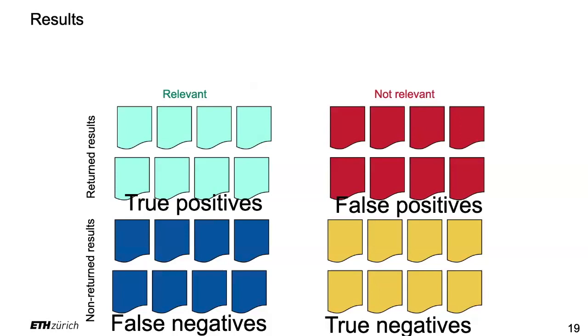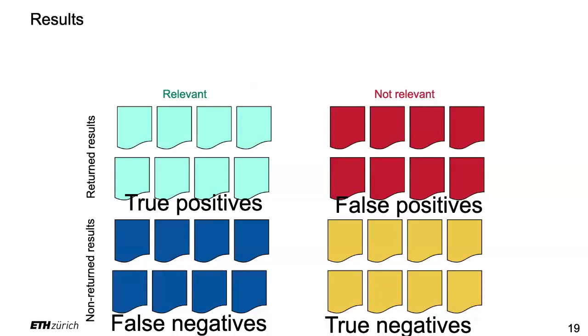So the negatives, this is everything that is not returned by the system. They can be either true negatives. It means that the system got it right. It did not give you documents, but these are documents you're not interested in, so it got it right. But the false negatives, they are a problem because you would have been interested in these documents, but they were not returned to you. So these are false negatives.